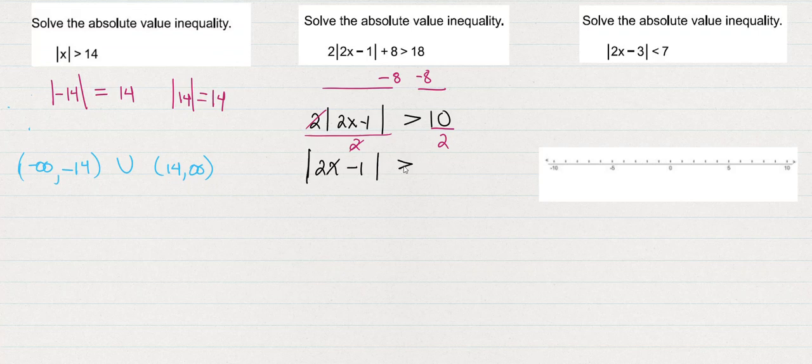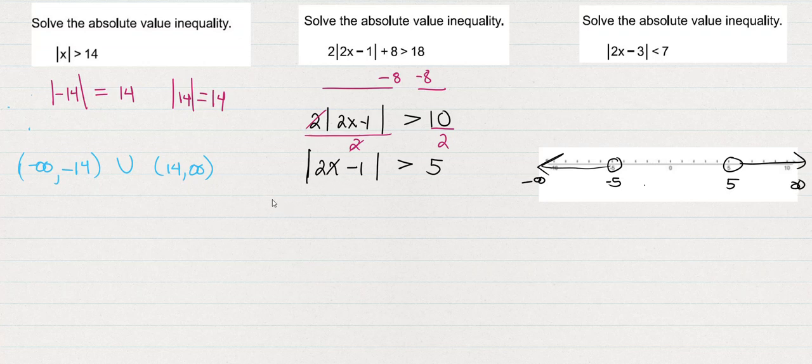And that's greater than 10 divided by 2, which is 5. And now we're ready to look at a number line and say that we want all the values who are more than 5 units from 0. So that would be going from negative infinity up to negative 5, or from 5 to infinity.